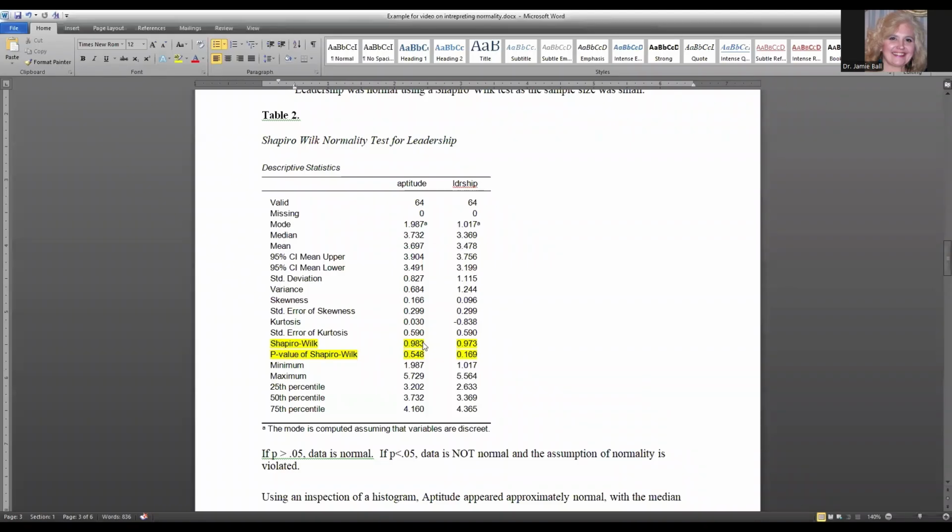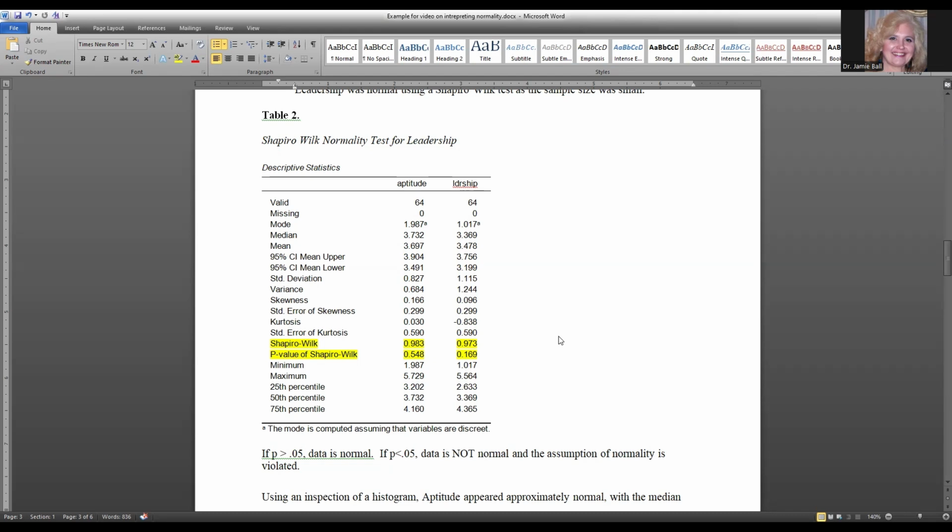Okay, so I have highlighted this first part, Shapiro-Wilk. This is the actual test statistic. If we calculated this by hand, this is the number we'd get for aptitude and then for leadership. The p-value right here is what we're going to interpret. P stands for probability, probability of committing a type 1 error. In social sciences, we set that at 0.05. I will teach you more about that in a different video on hypothesis testing.